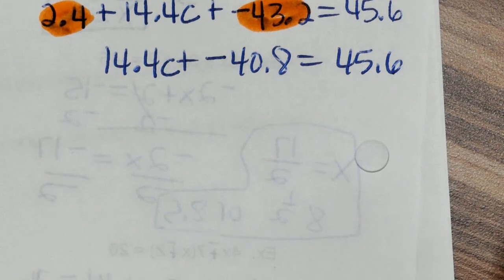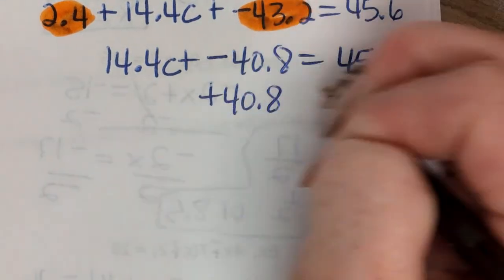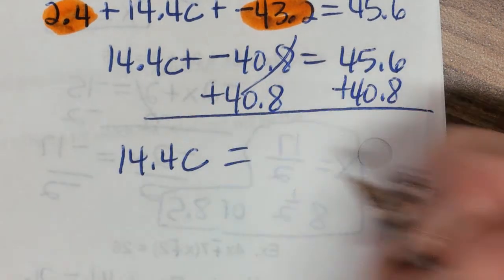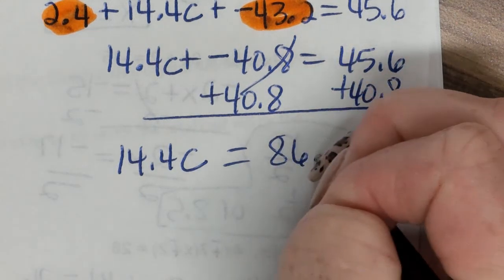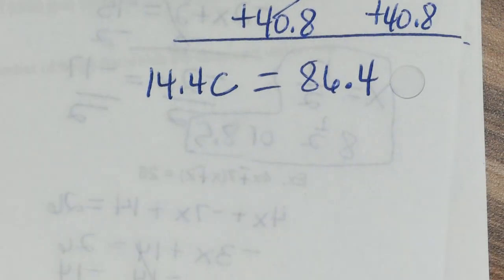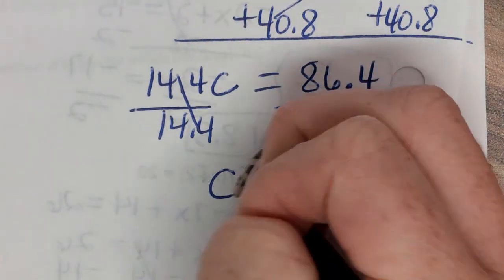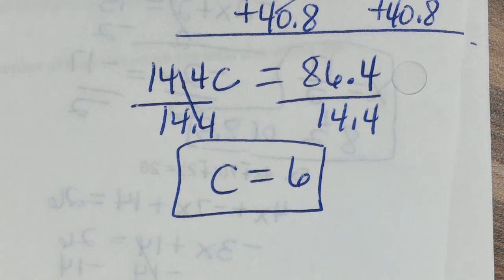All right, what am I going to do next? Plus 40.8. Sorry, 14.4C equals 86.4. Now what do I need to do? Divide by 14.4, and I get C equals 6. Do you think these would be important to check in your calculator? Yes. Absolutely, because you're going to probably mess up somewhere on accident every once in a while.